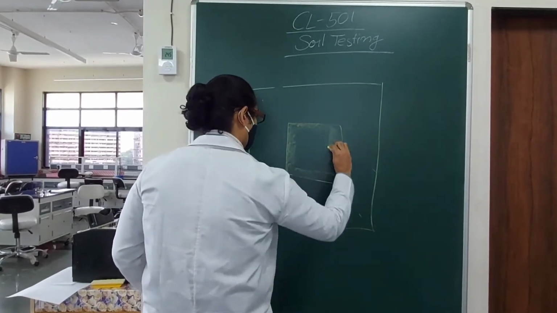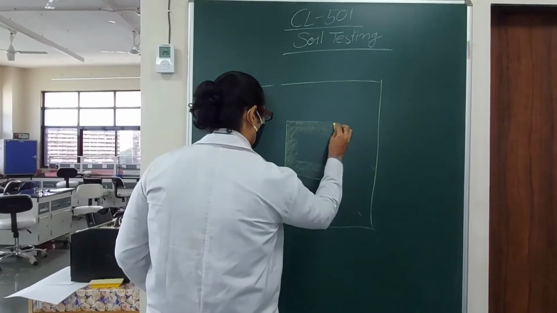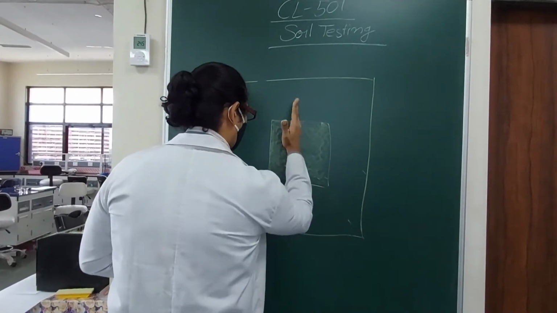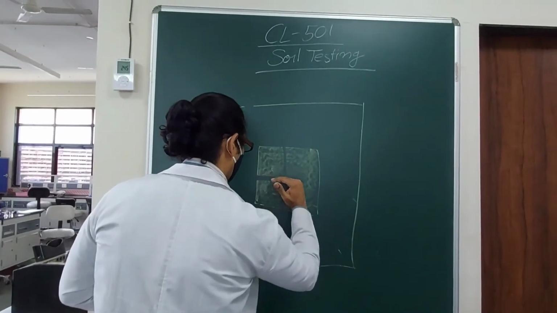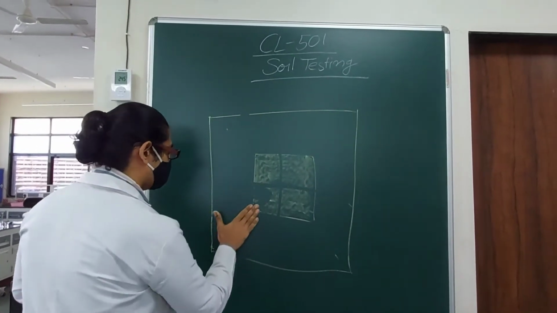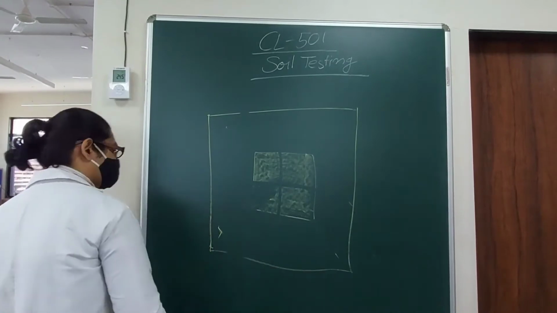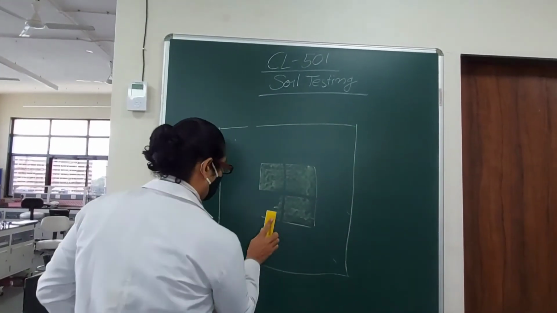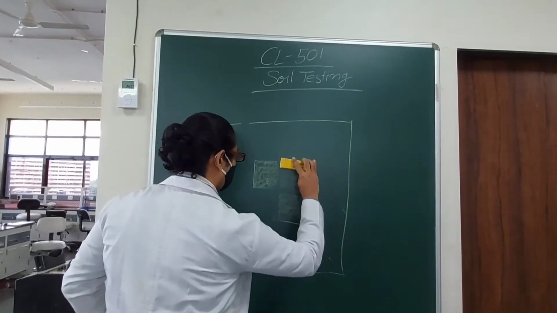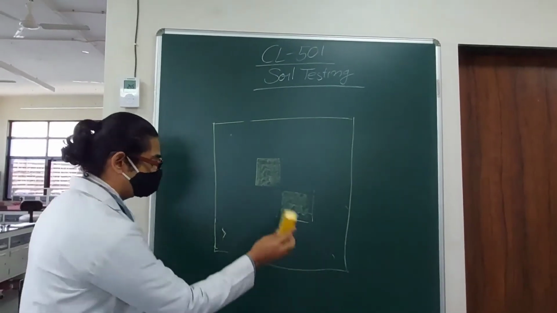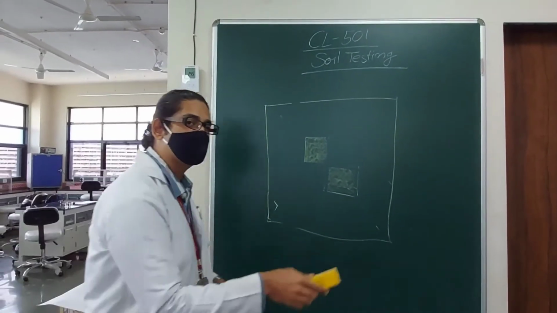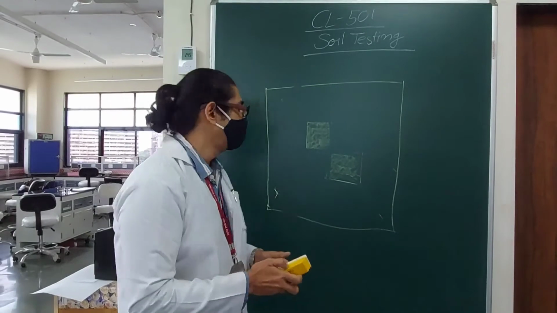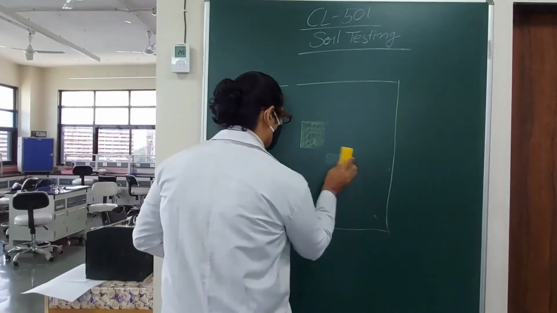Do it again, because your soil has become small in amount. Cut it through again into 4 parts, remove this part, remove that part, mix it again. And you do this exercise until you are left with 500 grams of soil. And that's how you collect soils from different locations.